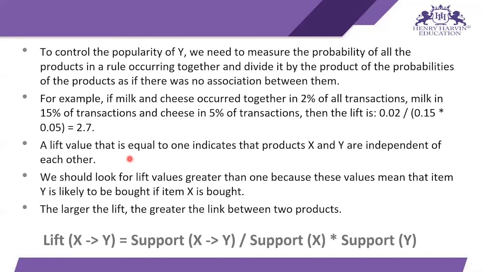A lift value equal to 1 indicates that products X and Y are independent of each other. We should look for lift values greater than 1, because these values mean that the item Y is likely to be bought if the item X is bought. The larger the lift, the greater the link between the two products. So that's how this lift value is calculated: lift of XY equals support of XY divided by support of X times support of Y.